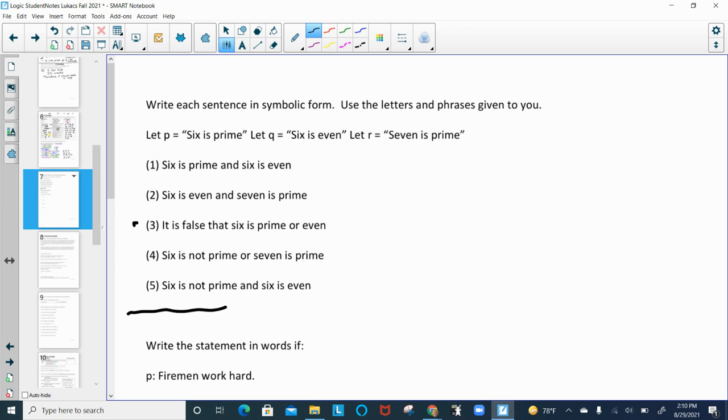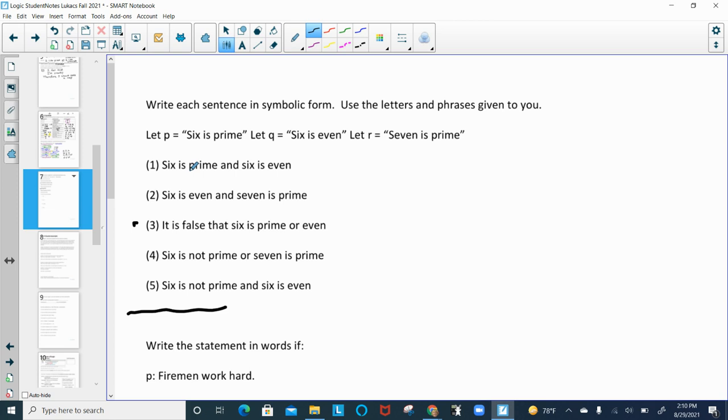Okay, let's get these written out. Now, P refers to "6 is prime," Q refers to "6 is even," and R refers to "7 is prime." Now, those might not be true statements. Don't let that bother you right now. It might bother you a little bit, but don't let that bother you. All we're doing is symbolizing. We're not evaluating the truth of the statement.